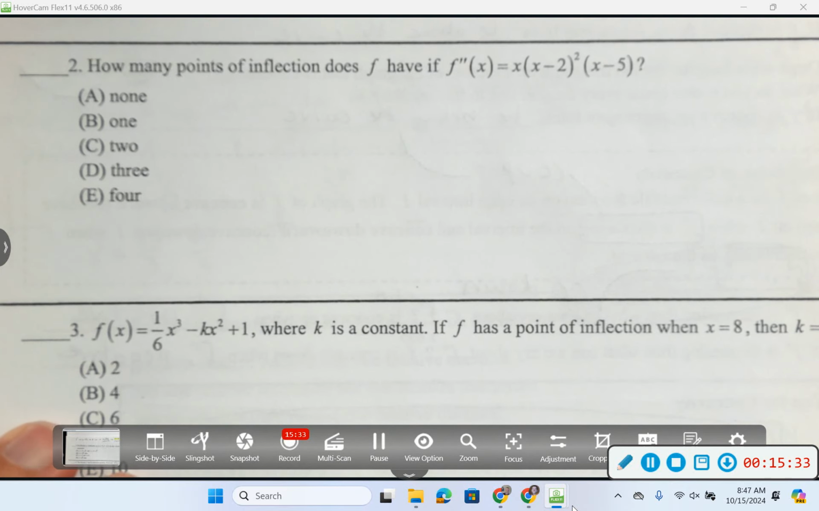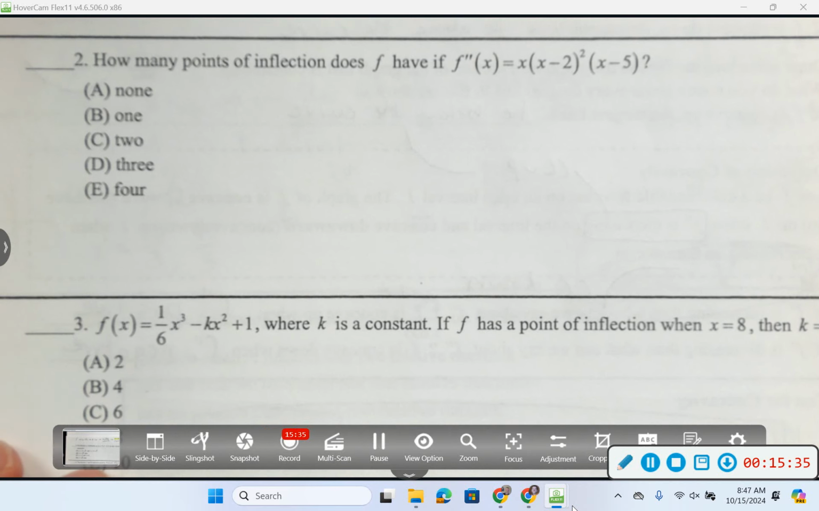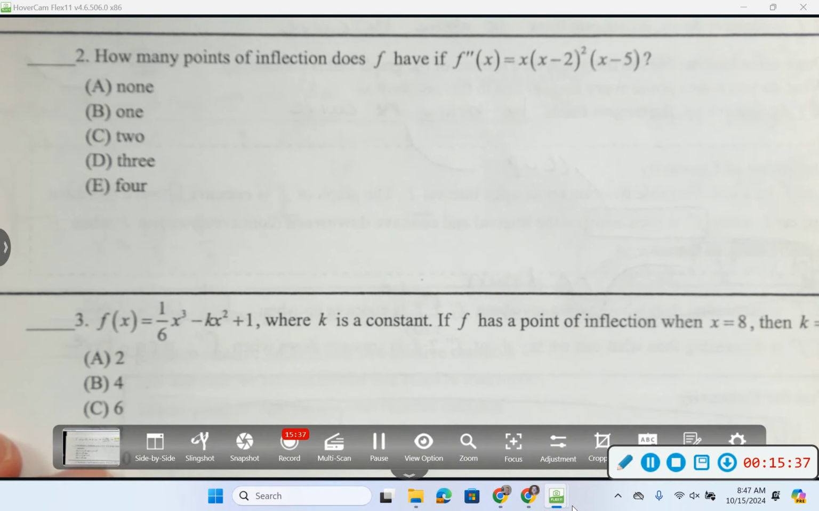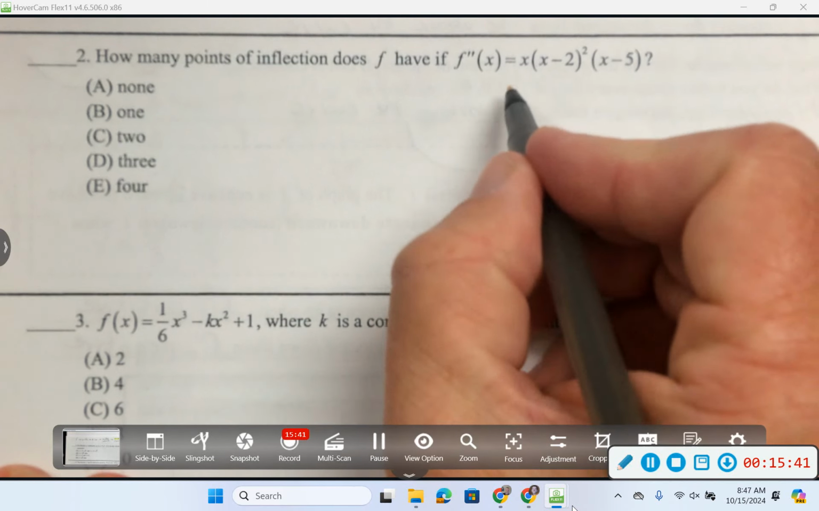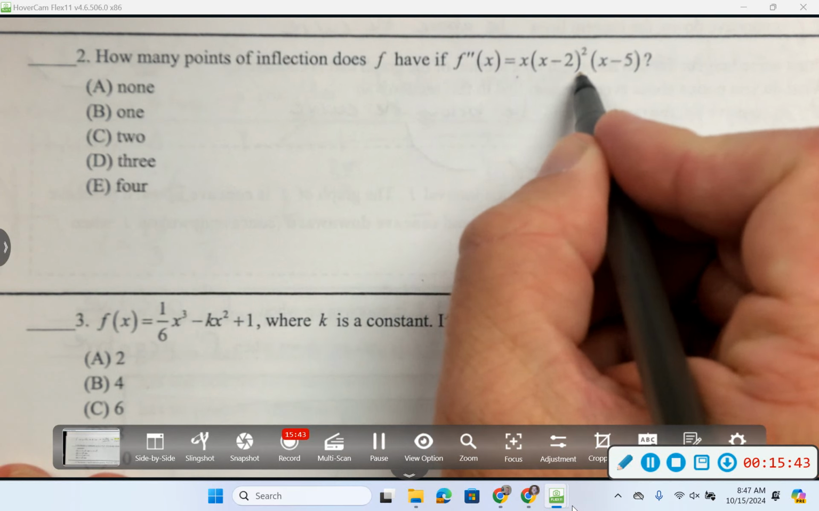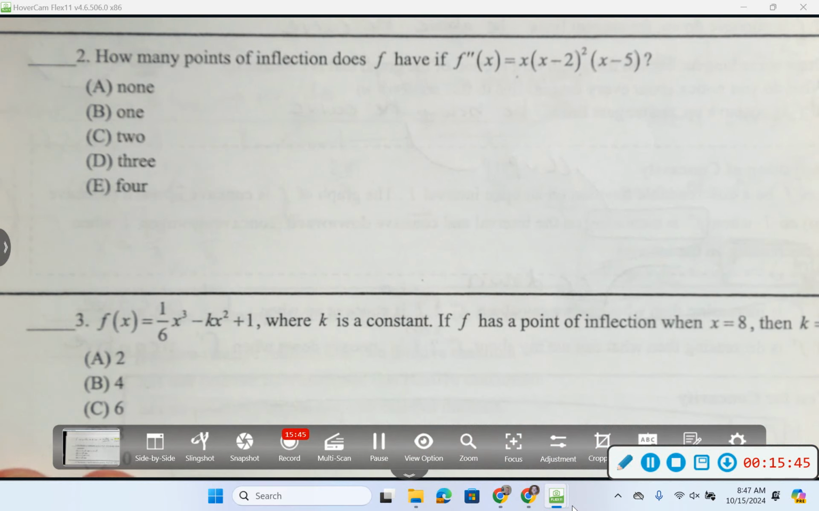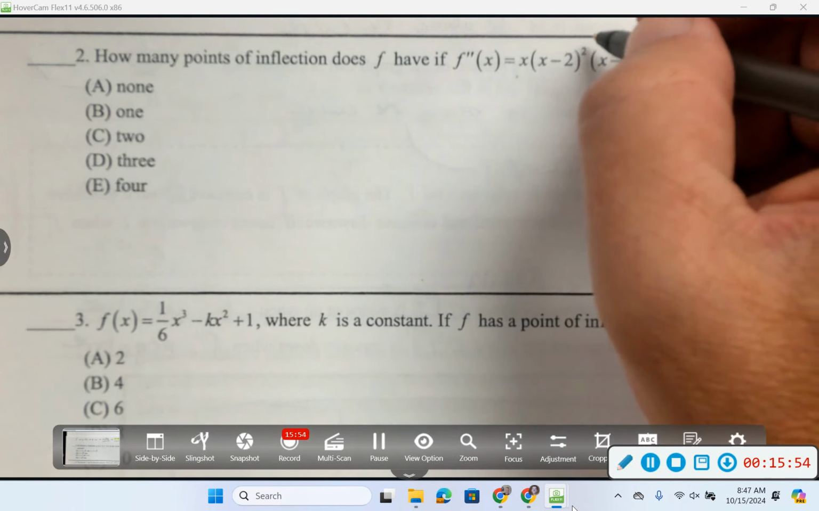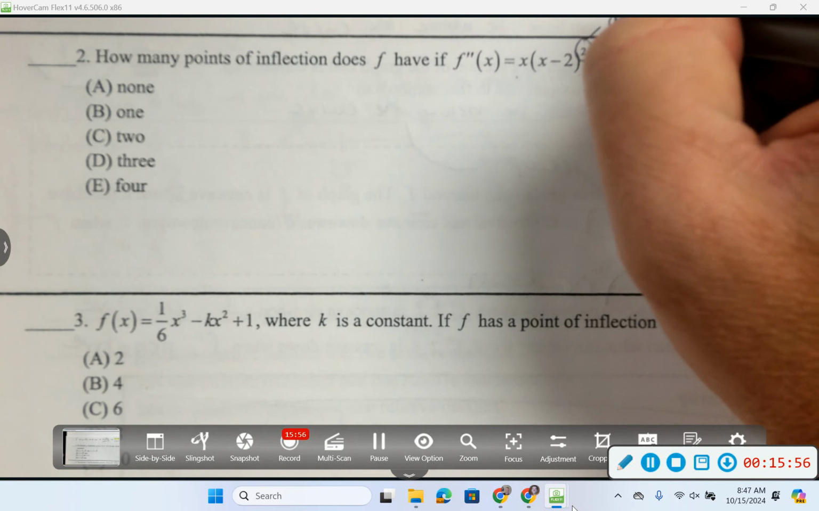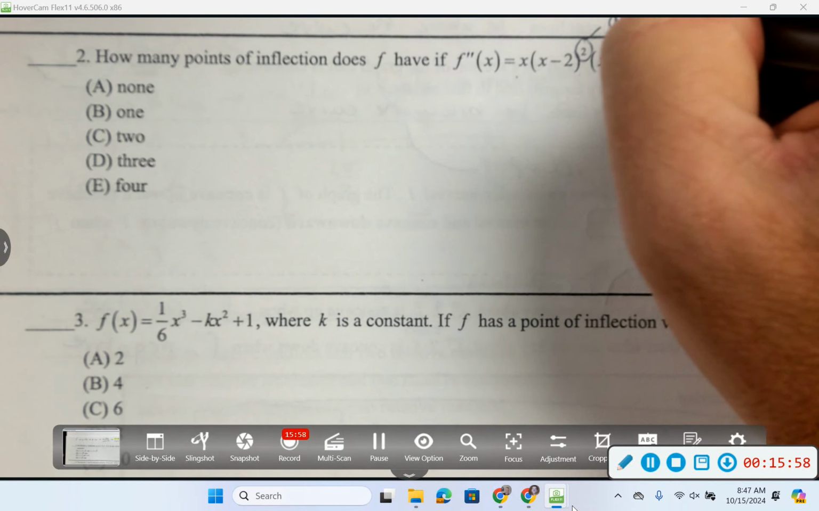Hoping we get to a question like number 2 because it's always on the test and it always jacks people up. How many points of inflection does f have if f double prime equals (x minus 2) squared times (x minus 5)? So what's different about this than what is normal? Okay, there's a double root. That's a good catch.